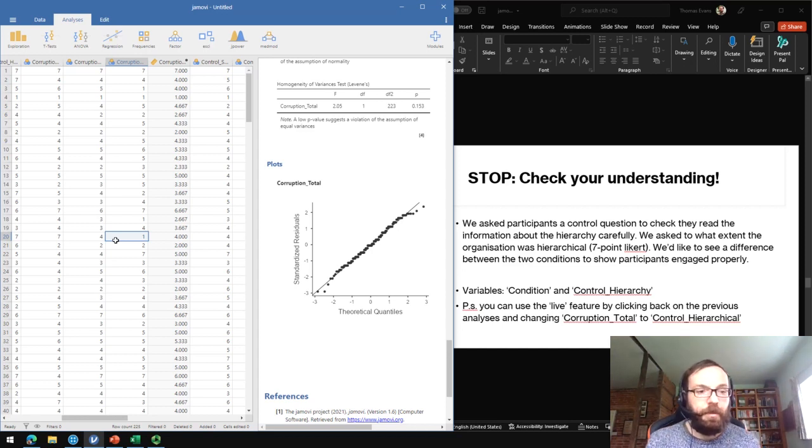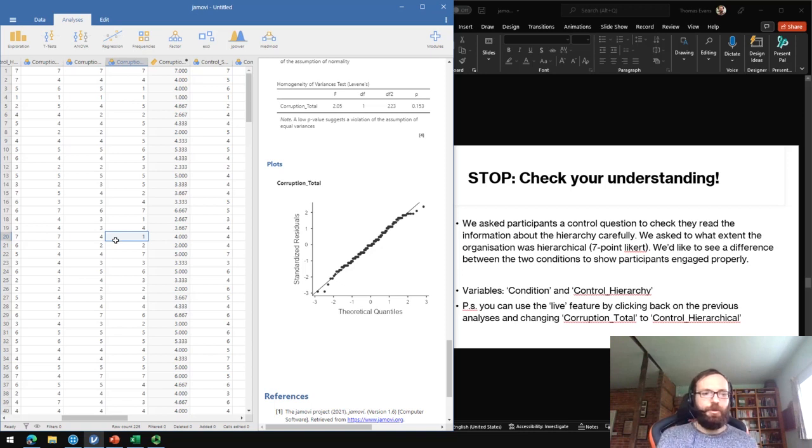And we want to see whether our manipulation worked. Did people engage with the information enough to detect or to report that there were differences? So what I would love you to do is pause the video and try and attempt to run this analysis and visualize that difference. Do participants who are in the high hierarchy condition report engaging or reading about a more hierarchical business than those in the flatter organizational structure?